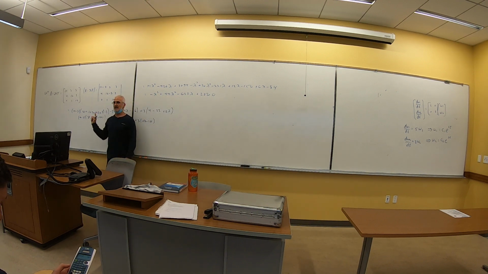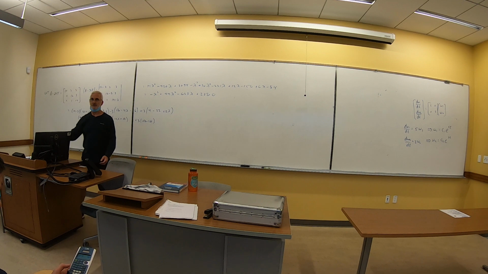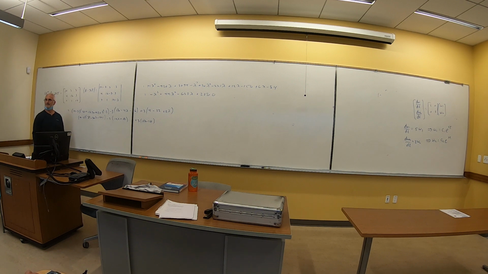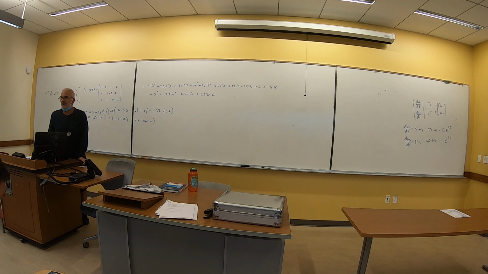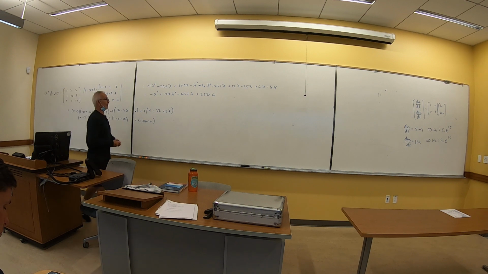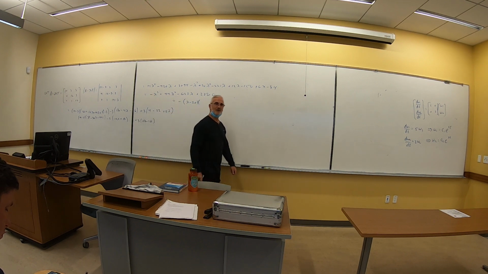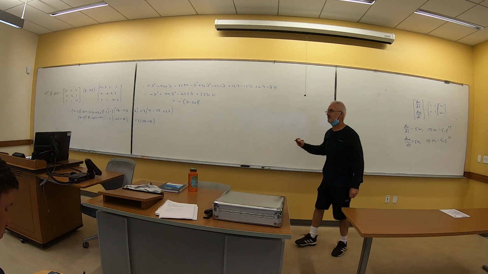What do we know is an eigenvalue of the original stochastic matrix? 1. Therefore, what do we know is an eigenvalue of A? 20. We know 20 is an eigenvalue. Therefore, let's do it. How? Synthetic division.